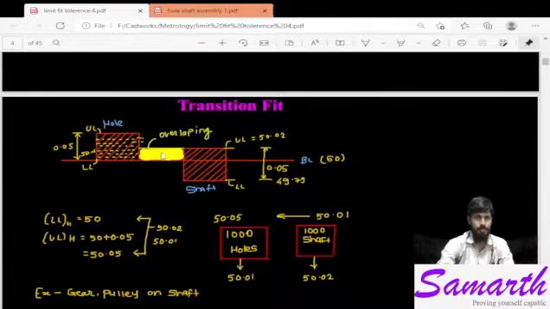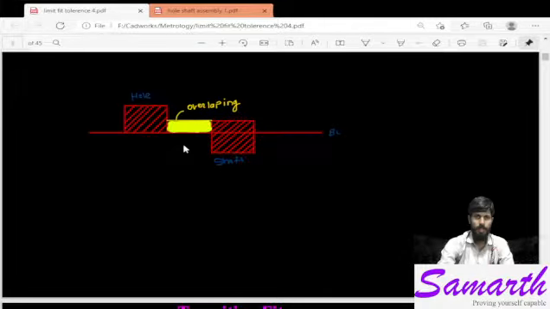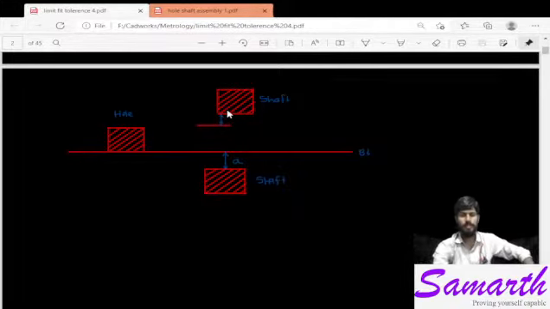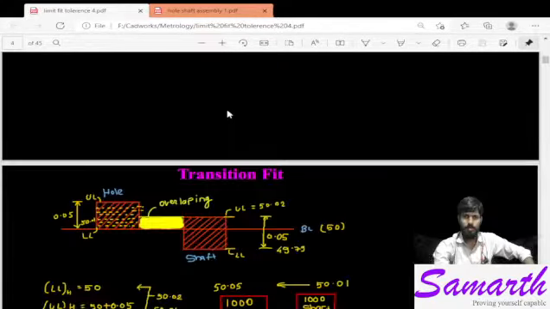So we will call it a transition fit. Here you can see there is a transition, neither clearance nor interference. In interference there is complete overlapping. Let us say shaft will be somewhere here. I will show in this case. This is the complete interference. The size of hole is lesser than the size of shaft. So the assembly will not be possible without the heat treatment.